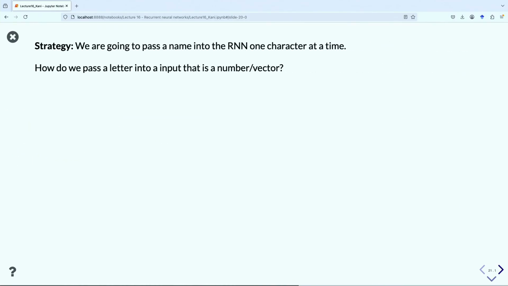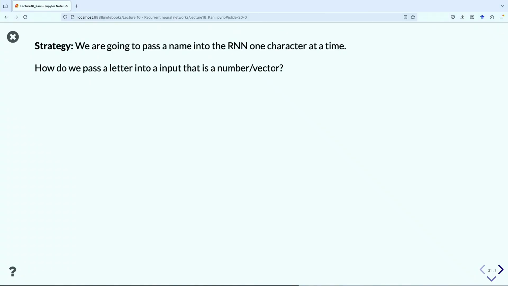So what do we do? Well, first, we have to pass the name into the RNN. How do we do that? We need to pass the data in sequentially. A name is simply a collection of characters, so we need to pass in one character at a time. Now, up until this point, the inputs have always been numbers. You know, with the images, each pixel is an actual RGB value. But that doesn't help us here because letters aren't numbers, right?